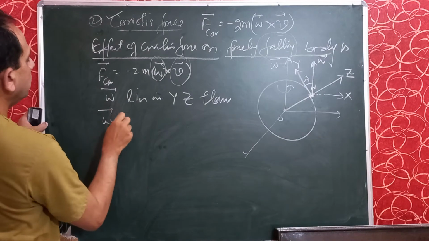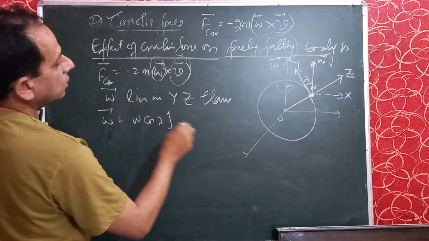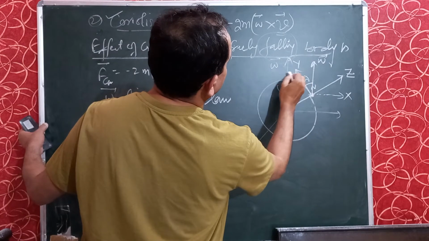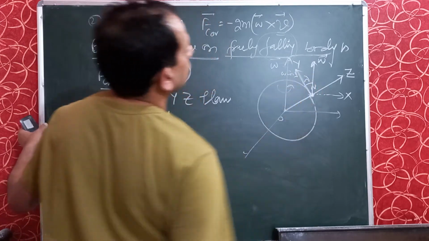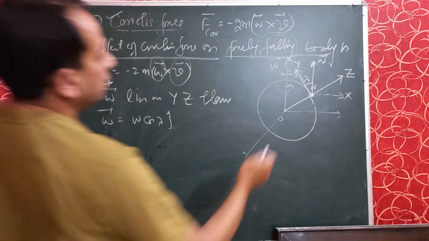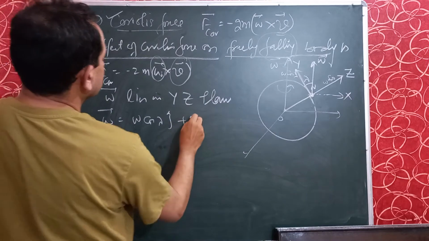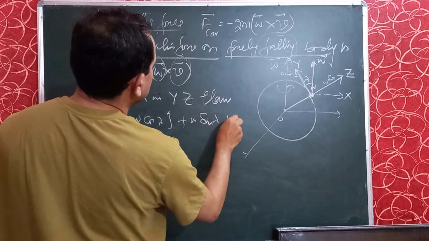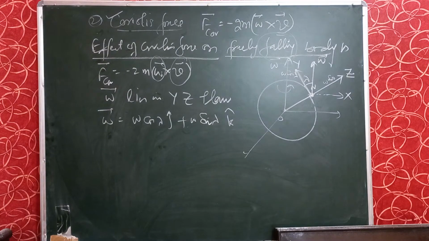So we can resolve this omega into two components, that is omega vector is equal to omega cos lambda j, because the angle is formed with the y axis, plus omega sin lambda into k. So these are the components of omega vector.